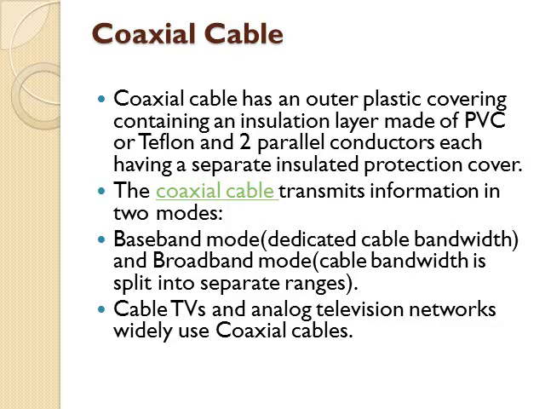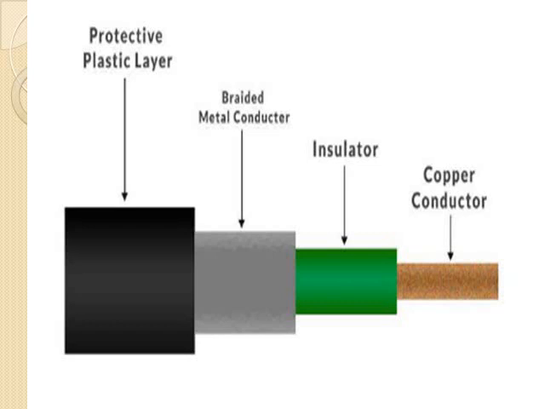split into separate ranges. Coaxial cables are mostly used in cable TVs and analog television networks. This is the structure of coaxial cables, where we have a braided metal conductor, an insulator and a copper conductor. Everything is covered under a protective plastic layer.